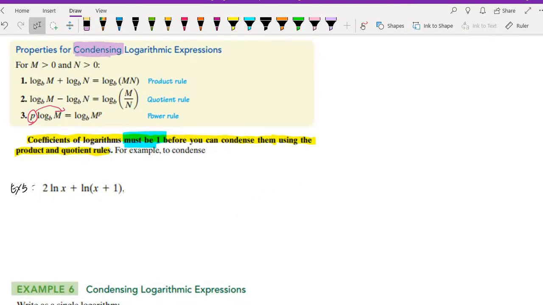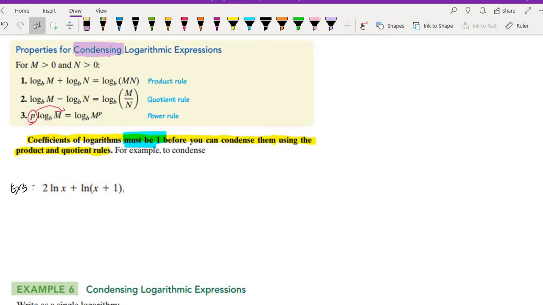So here we have properties for condensing. I highlight this part because earlier we were expanding. Now we're going to do condensing, which is the reverse of what we have done. We say the coefficient of logarithms must be 1 before you can condense them using the product and the quotient rule.